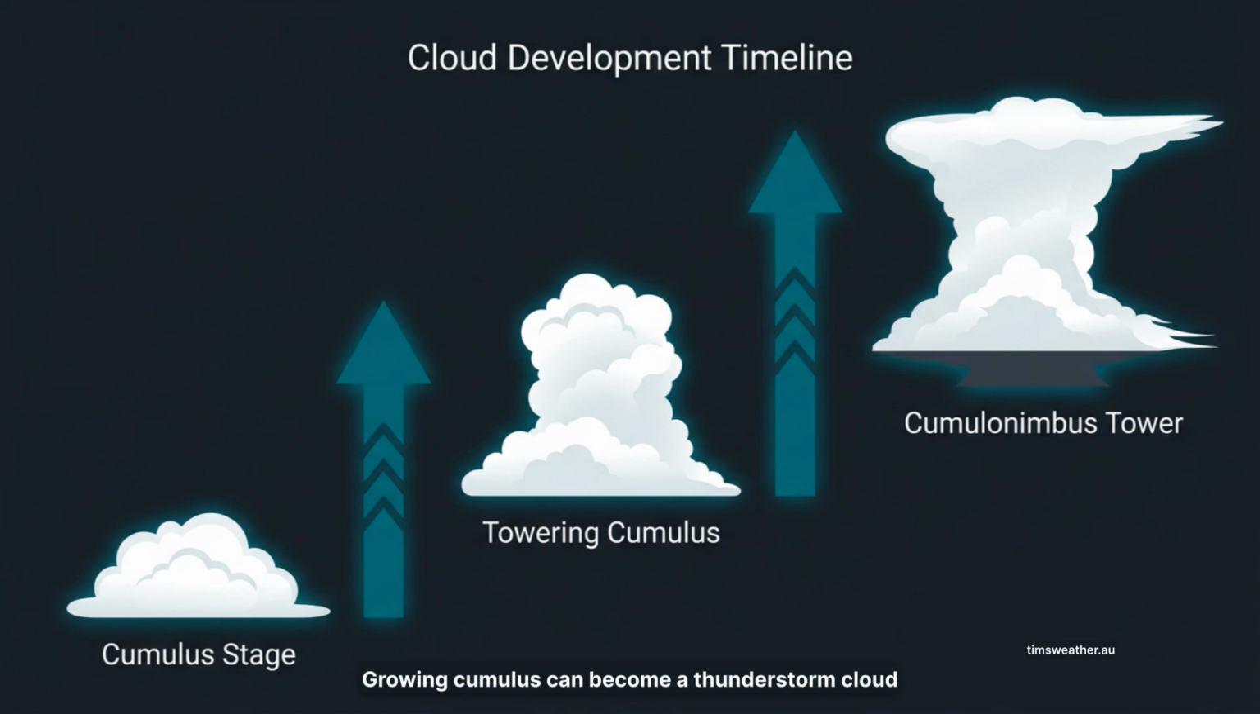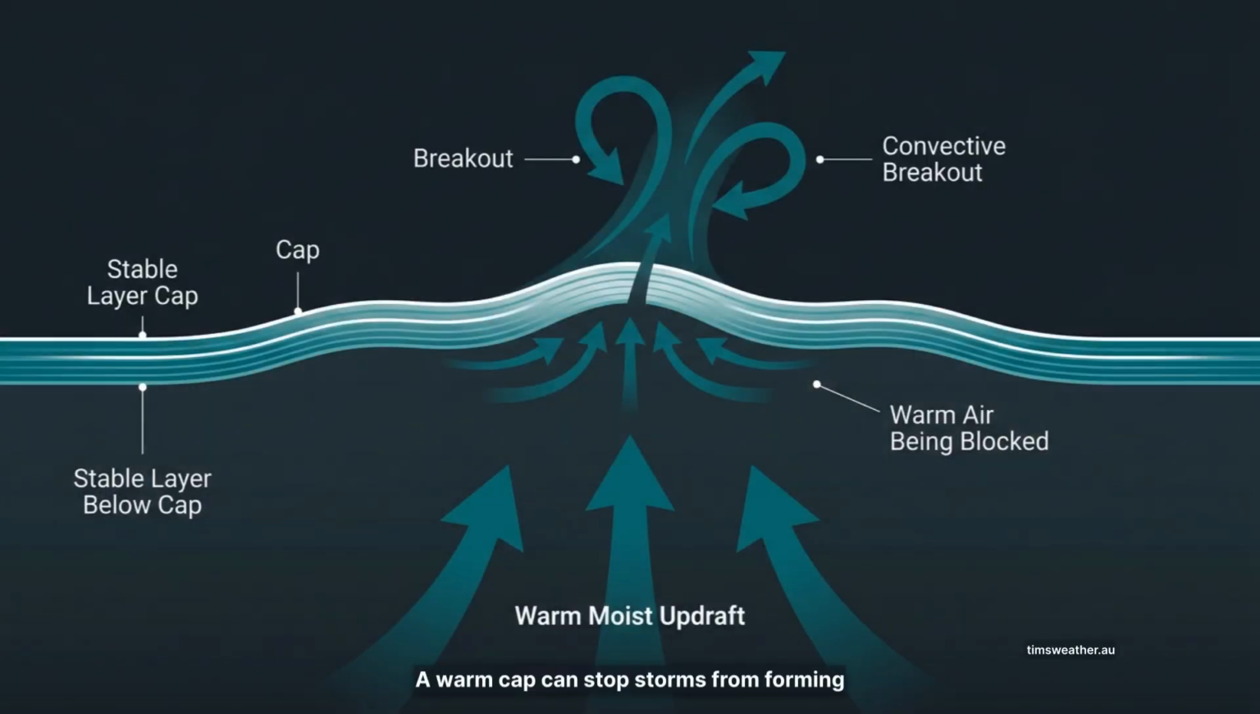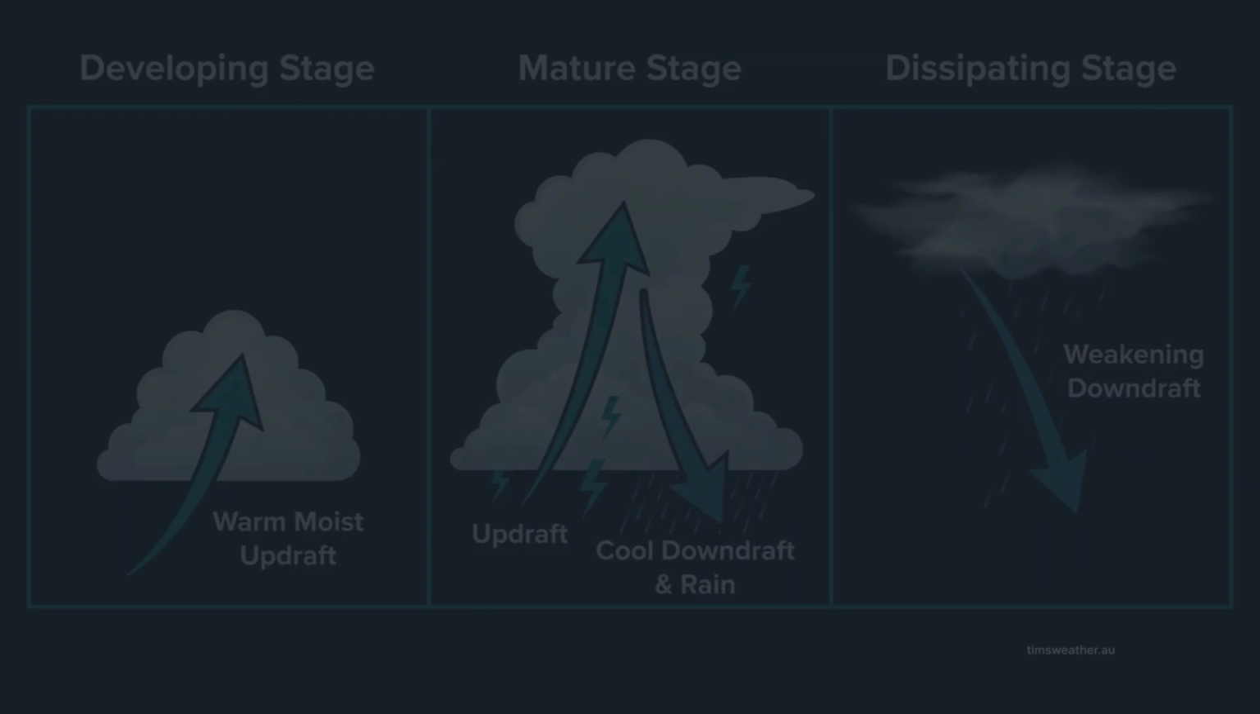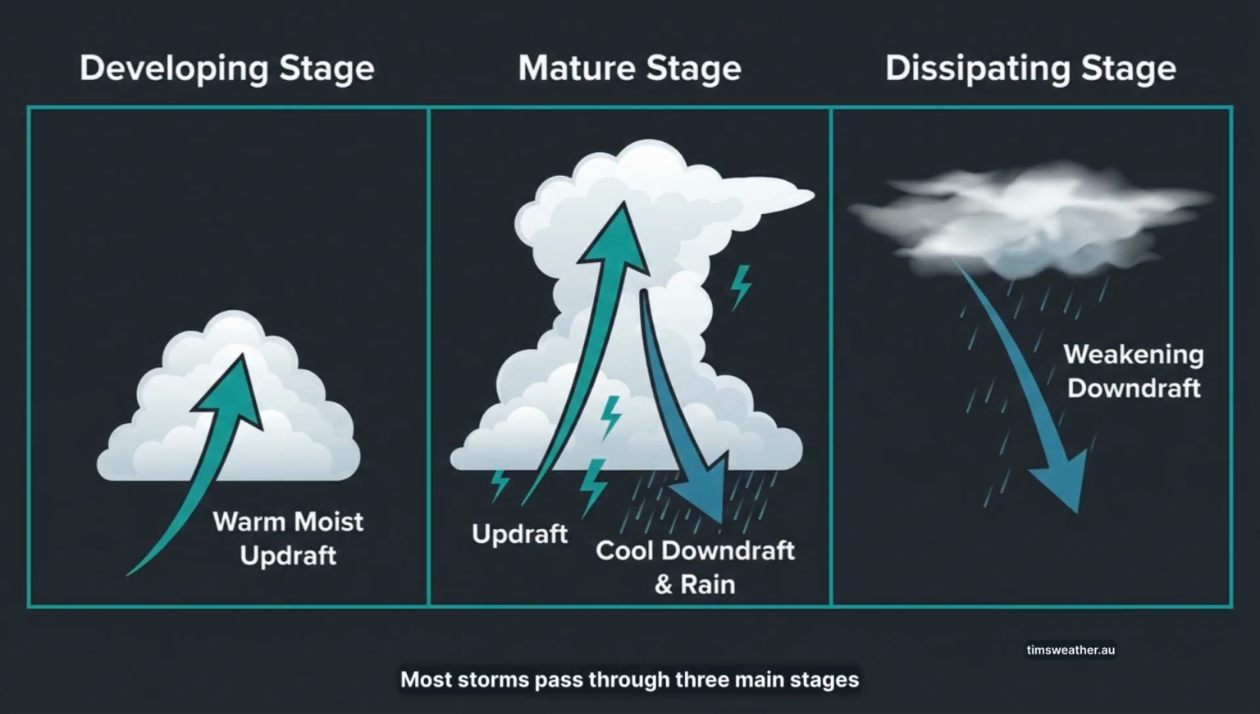The second is the mature stage, when the storm is usually most dangerous. Updrafts and downdrafts exist together. Rain, hail, lightning, and gusty winds are most likely now. If wind shear changes wind speed or direction with height, the updraft can tilt away from the downdraft. That separation can help a storm organize, last longer, and, in some cases, become a supercell.